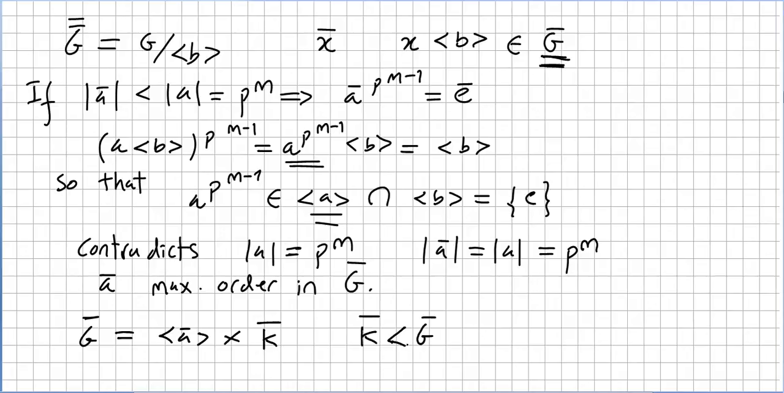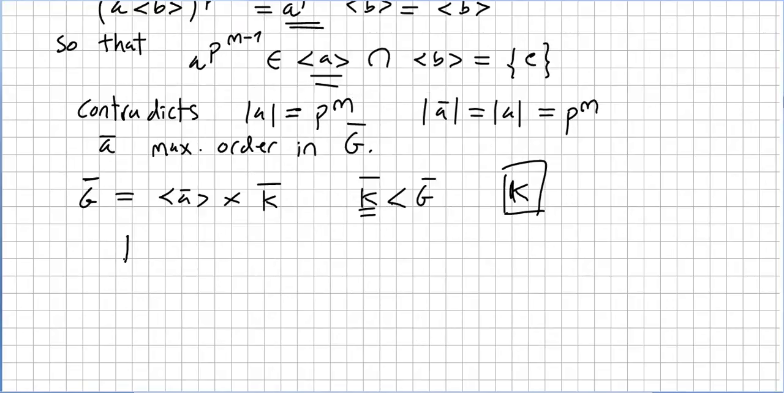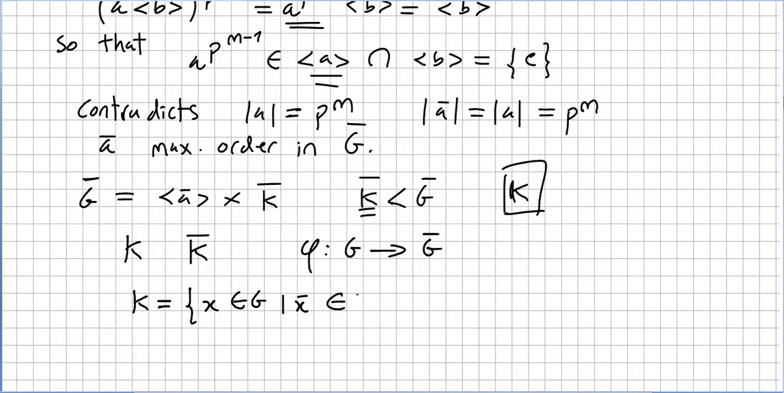Now we have to pick a careful K here. Let us say that we get K from K bar with what we called in the previous video a natural homomorphism. You get the natural homomorphism from G to G bar. Please check the previous video for that. So what is K? K is going to be the set of X in G such that X bar is in K bar.